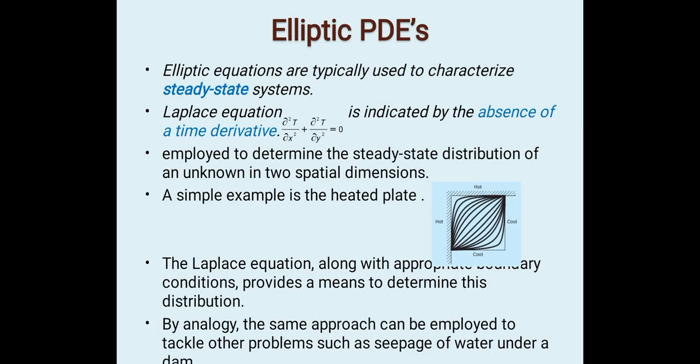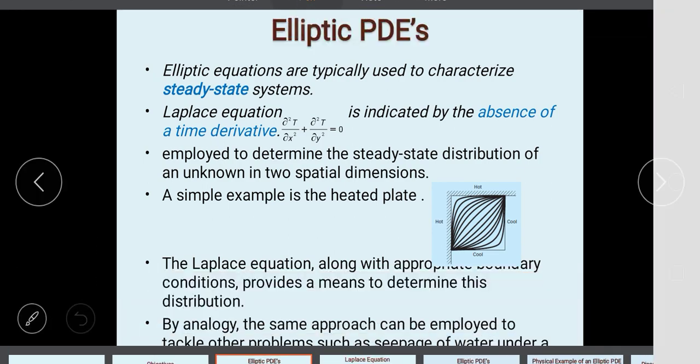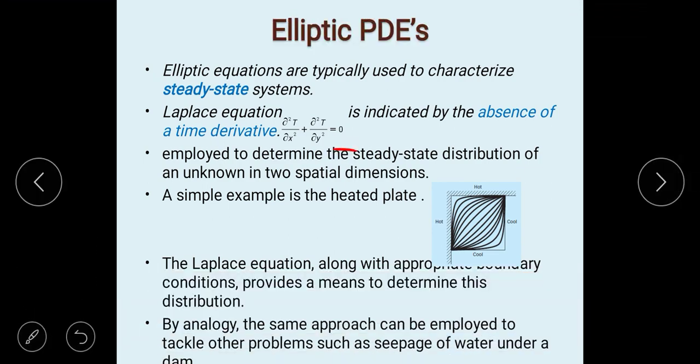In that, first of all, we will discuss elliptical partial differential equations. Elliptical equations are typically used to characterize steady state systems. First, we will discuss the Laplace equation, which is a form of elliptical PDE. Mathematically, it can be written as ∂²T/∂x² + ∂²T/∂y² = 0. Because of this 0, it is called the Laplace equation. If it is not equal to 0 and you take a function of x, y, that is called Poisson's equation.